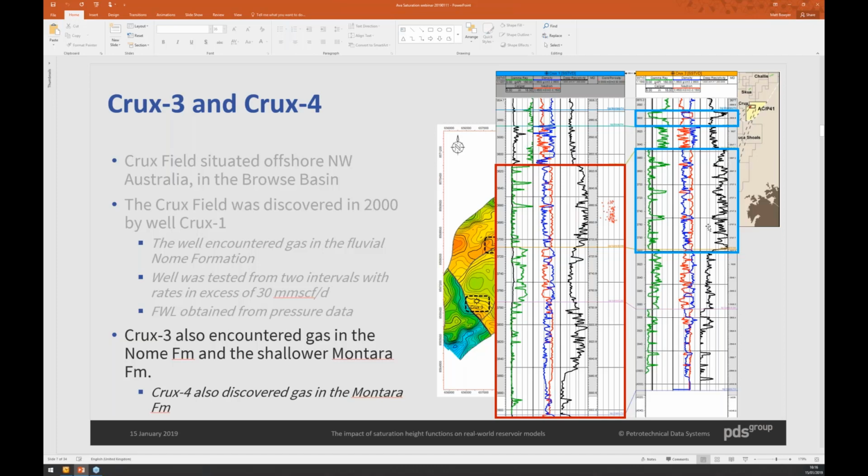So the challenge from this data set that we've got here is to start to derive some saturation height functions and see what we can learn from it, and see what we can figure out from this.